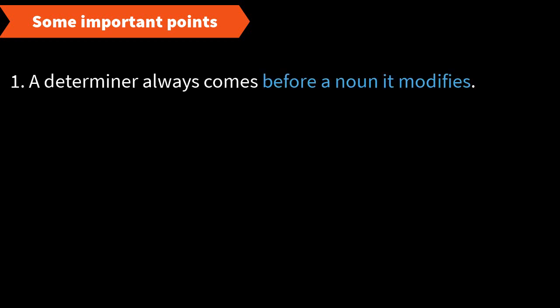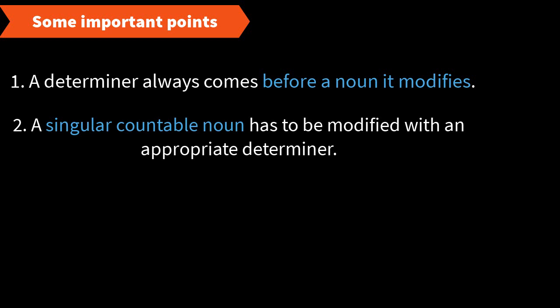Now, before talking about the next category of a determiner, I want you to understand a couple of things about determiners. Number one, it always comes before a noun it determines, right? It always comes before a noun. It does not come after a noun. Always remember this.